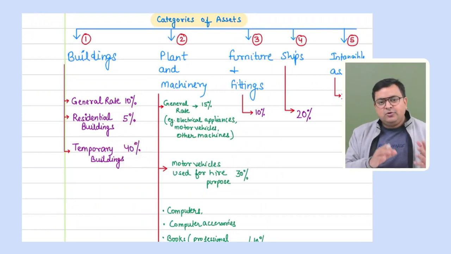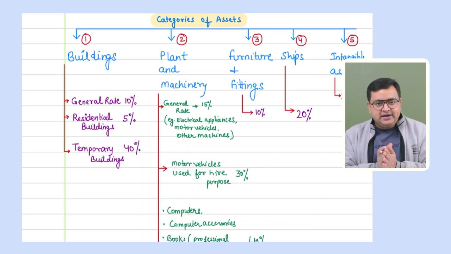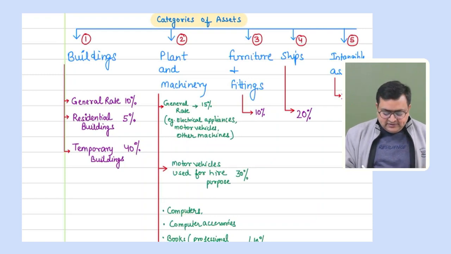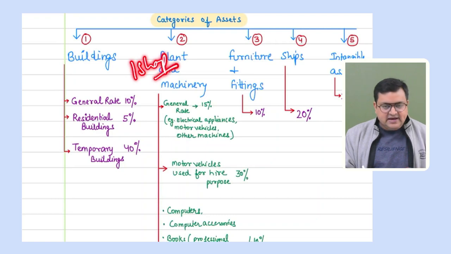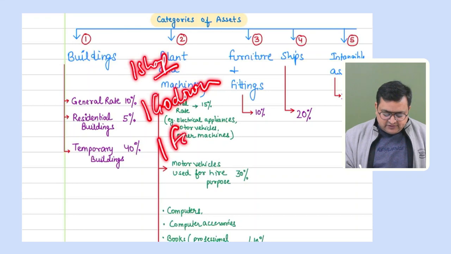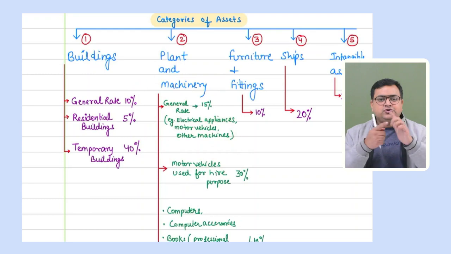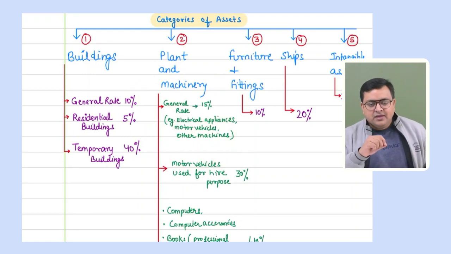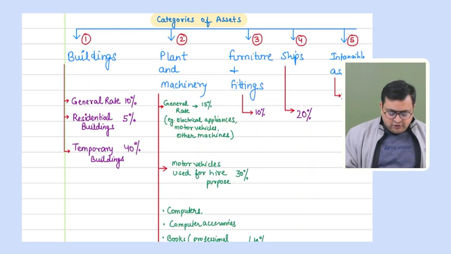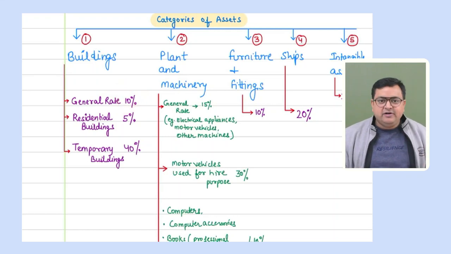So what is a block of assets? A block of assets is a group of assets clubbed together which belong to the same category with the same rate of depreciation. Let's say the assessee has one shop in his business, one godown, and one factory. So he has three buildings in business, right? We understand these are not residential buildings, these are not temporary buildings. So these are all general buildings, 10% rate of depreciation.